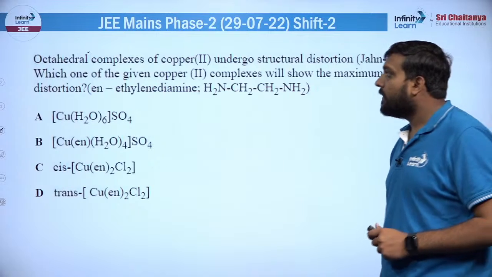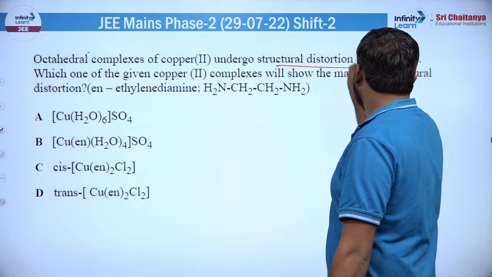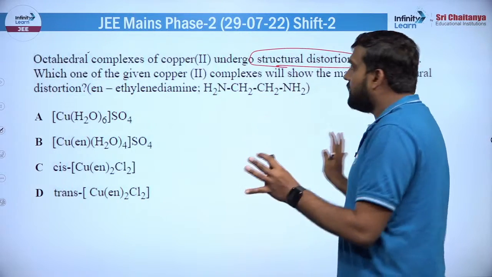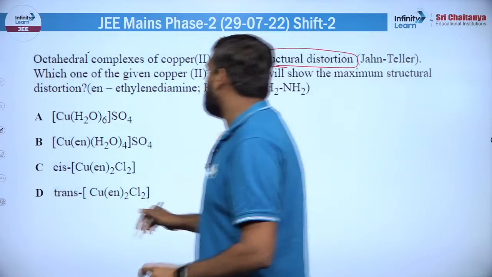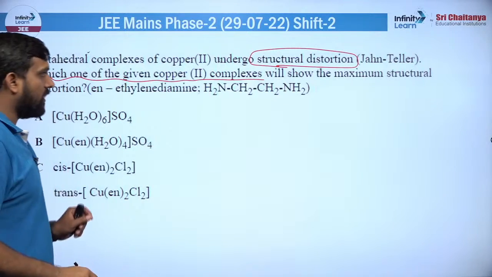Going to the next question. Octahedral complex of copper 2+ undergoes a structural distortion, okay. So let's understand this concept. What basically is this concept? Which one of the given complexes will show the maximum structural distortion?